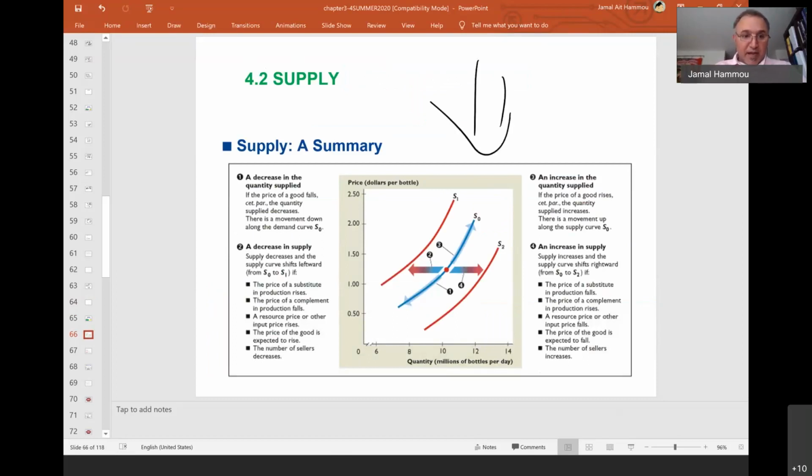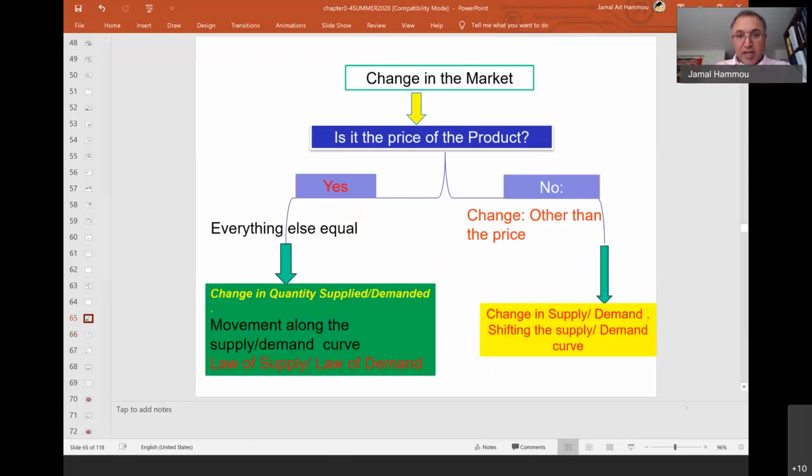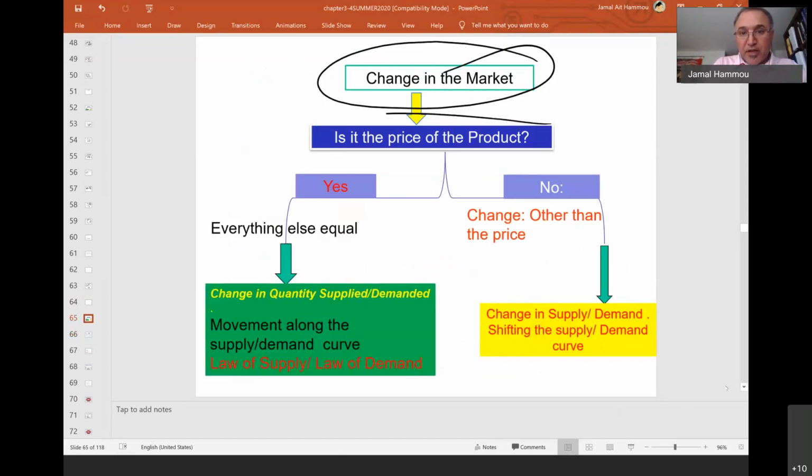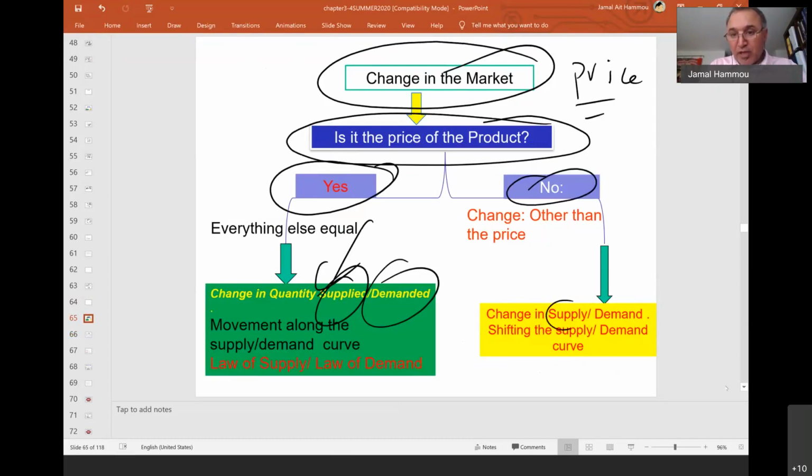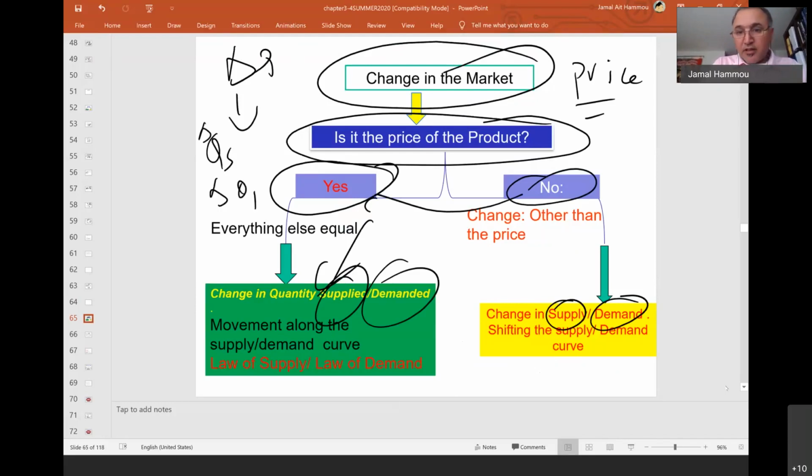I will go back to the same question that I did for demand. Every time you have something change in the market, you ask yourself, does it have to do with the price of the product itself, not other goods? If yes, I'm talking about change in quantity supplied or change in quantity demanded. If not, I have to think about change in supply and change in demand, because it has nothing to do with the price. A change in price will change quantity supplied and quantity demanded, not supply and demand.